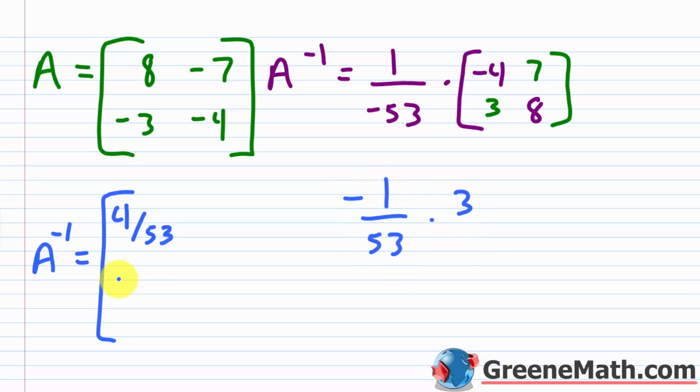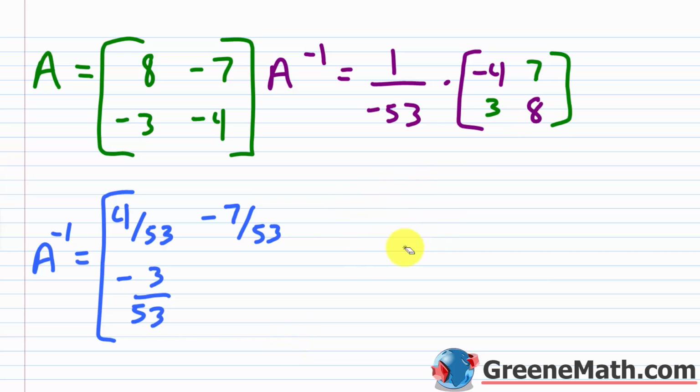This is just going to be -3/53. And then the next one is going to be times 7. So obviously that's just going to be -7/53. And then the last one is going to be times 8. So that's just going to be -8/53.